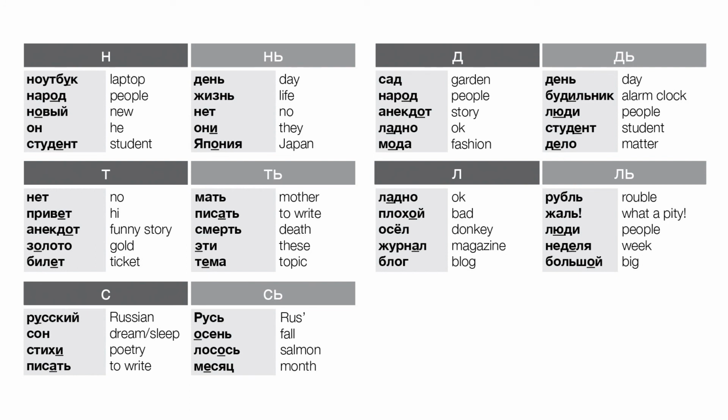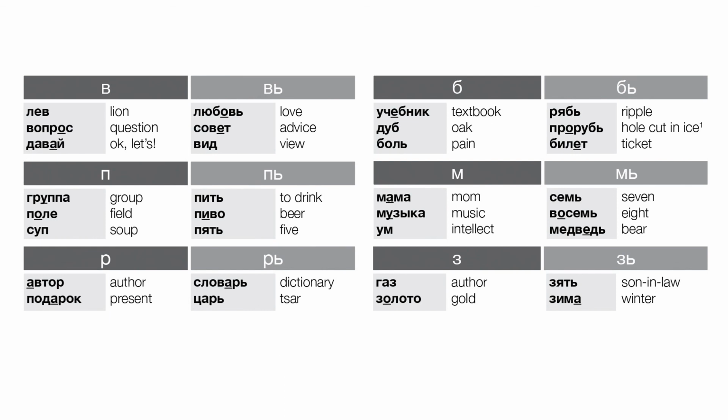And now soft, Русь, осень, лосось, месяц, лев, вопрос, давай. Now compare that with любовь. Now there, that's actually a soft f, right? Because we're getting the devoicing. So again, at this point, we've got a lot going on. In any one example we look at, we may have not only softness, but also devoicing, and then we've got the vowel reduction. So there's a lot to get used to here.